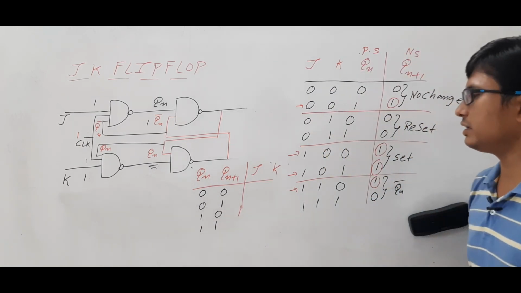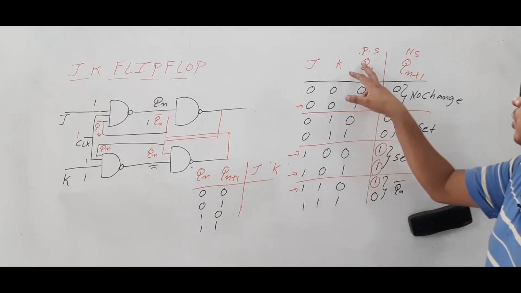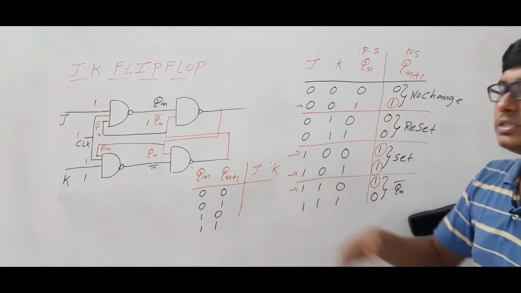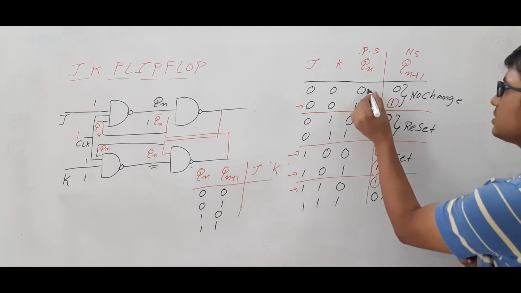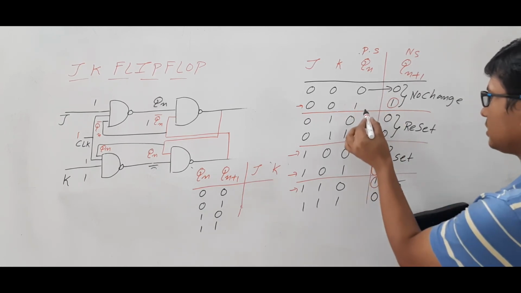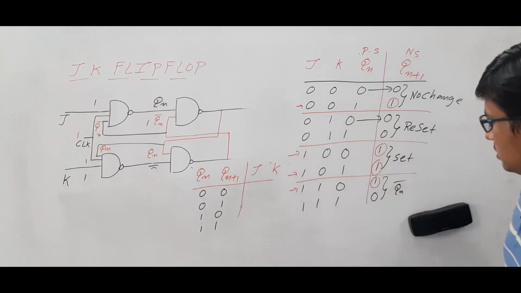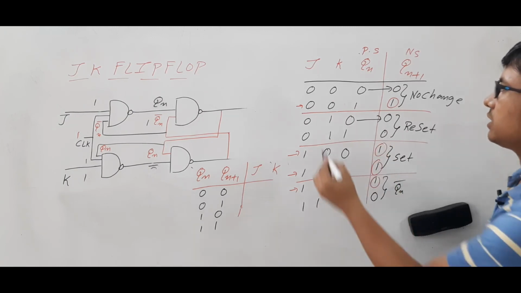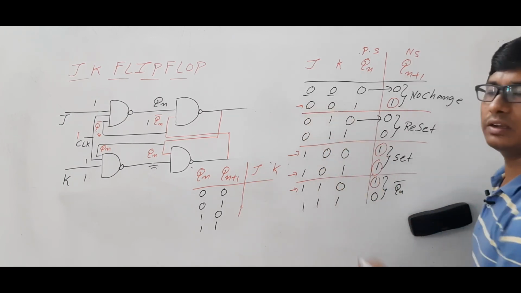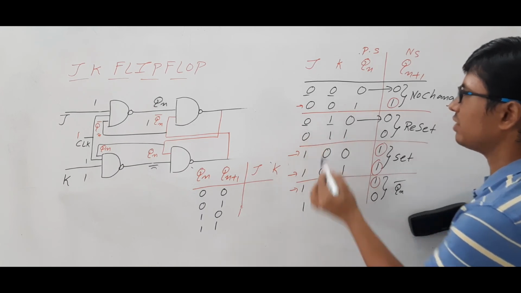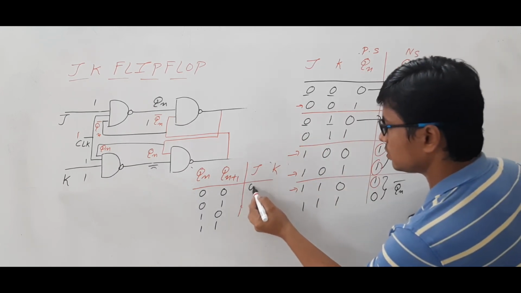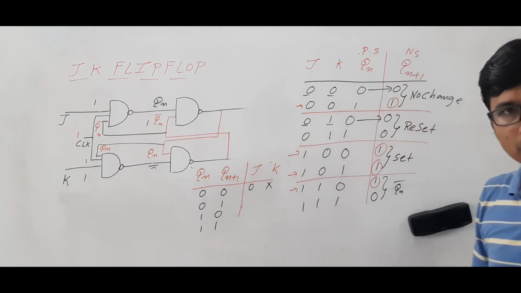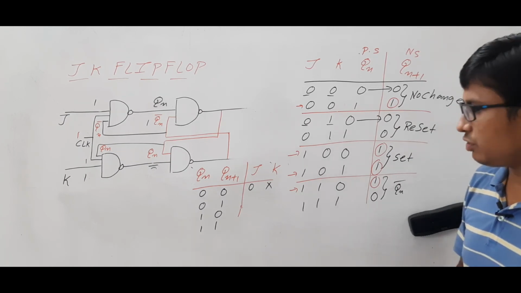Now we will look at what is happening. When Qn and Qn plus 1 are 0, 0, this is one case and this is another case. Are we getting any other case? No, only 2 cases. J value is 0, K value is 0. Here J value is 0, K value is 1. So J is 0, K is don't care, whether it can be 0 or 1. Are you able to follow with me or not?